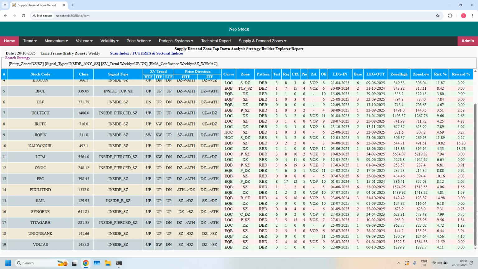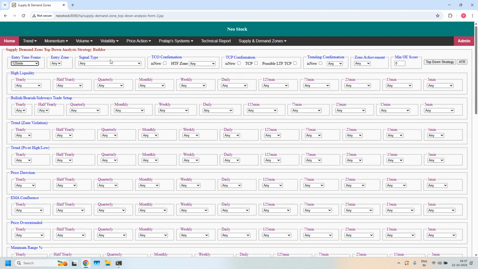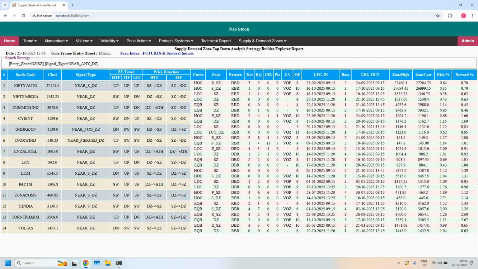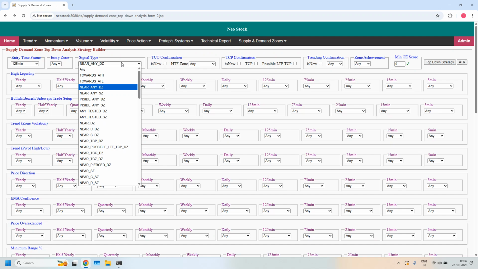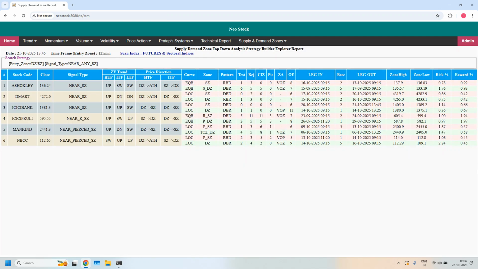Next time frame daily already generated in the beginning of the report. So the next time frame is 125 minutes. Stocks near 125 minutes demand zone. We got 14 stocks. Next, stocks near 125 minutes supply zone. We got 6 stocks.